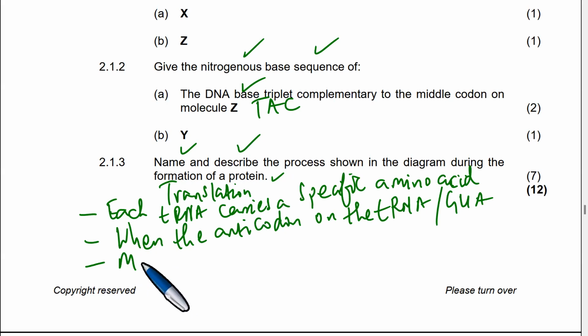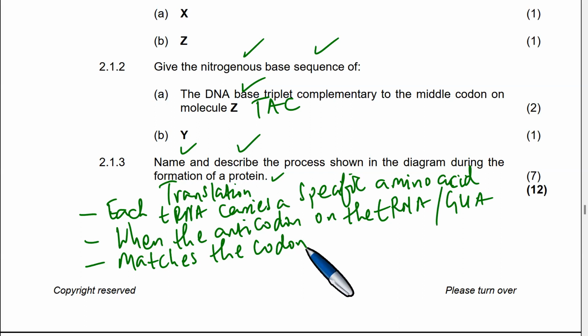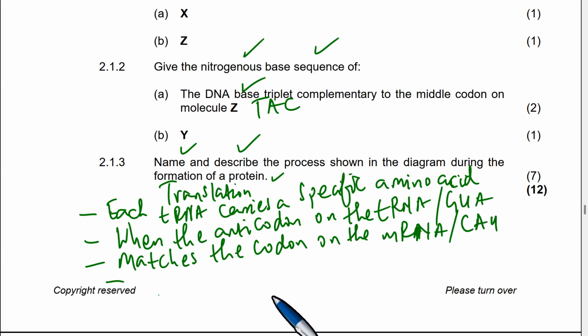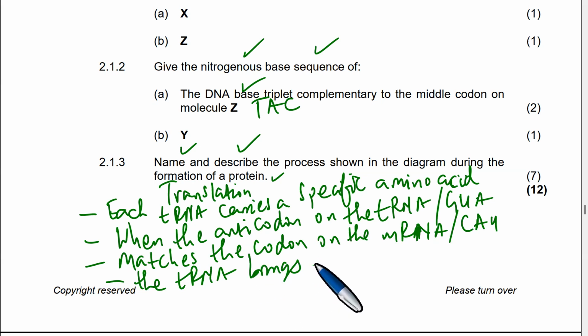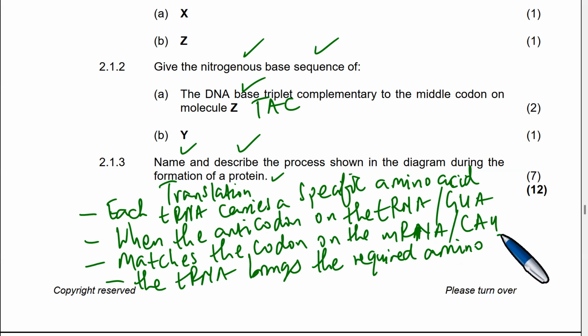Thirdly, it matches the codon on the messenger RNA, on the mRNA. This happens all the time during translation. You don't have to say the messenger RNA or the CAU. The transfer RNA brings the required amino acid to the ribosome.